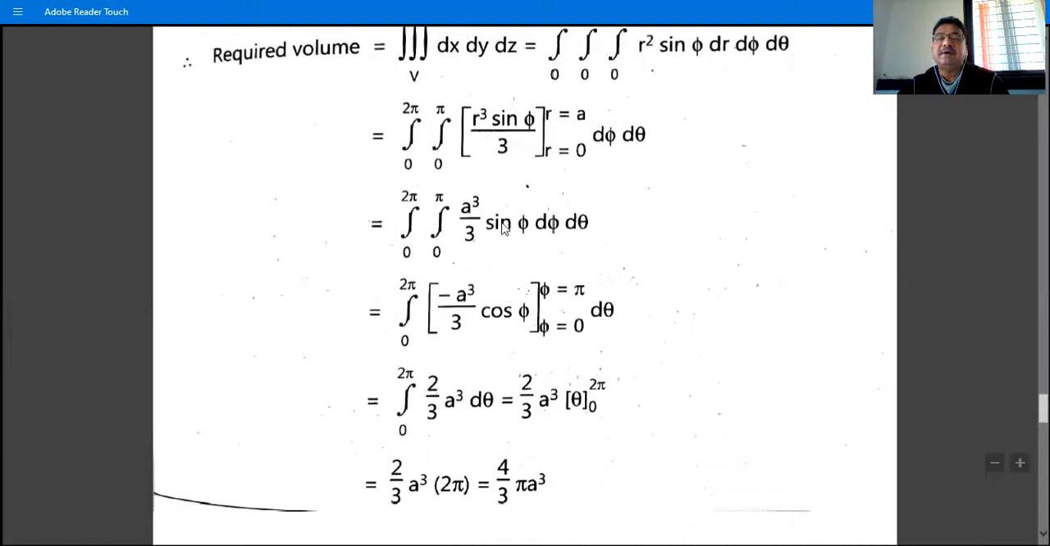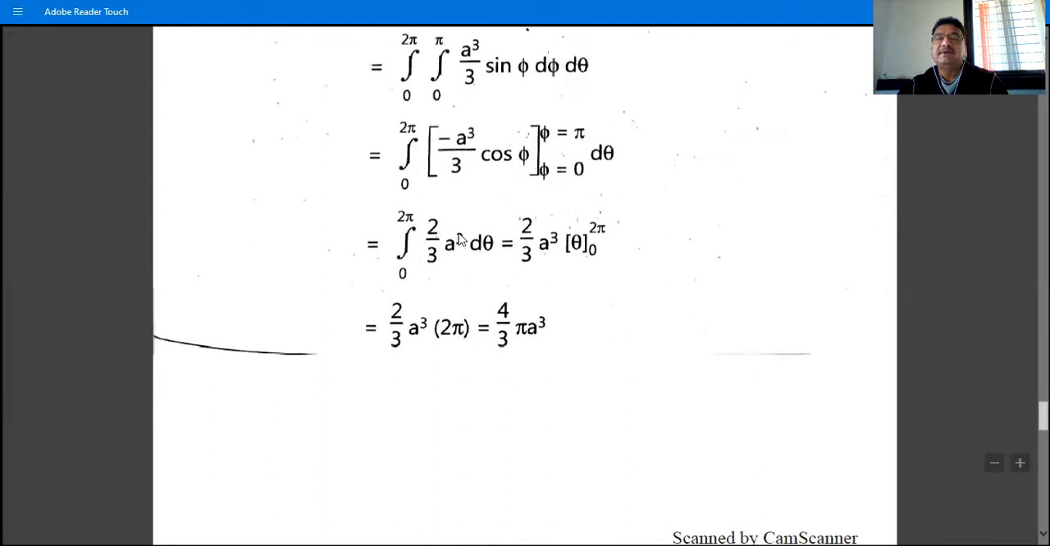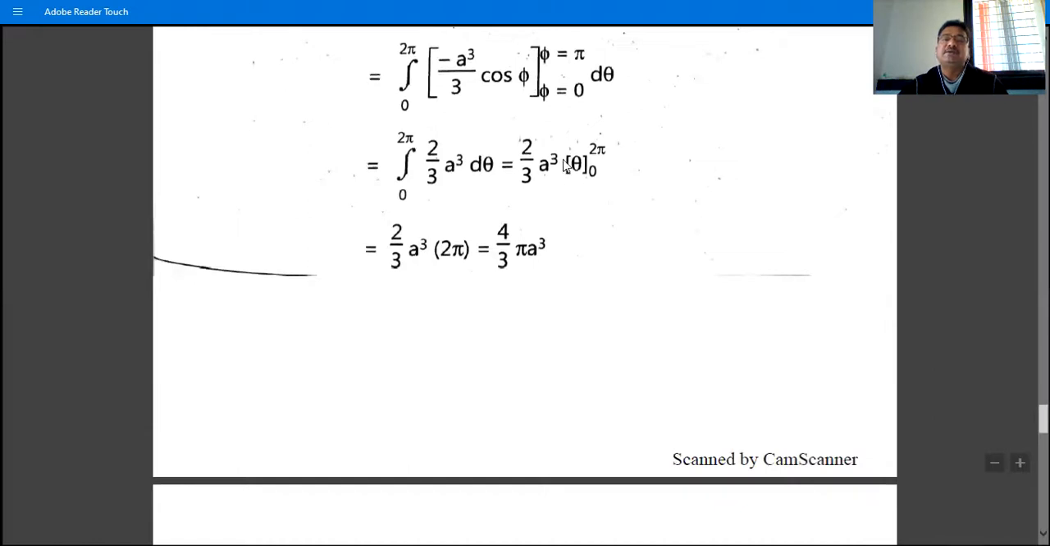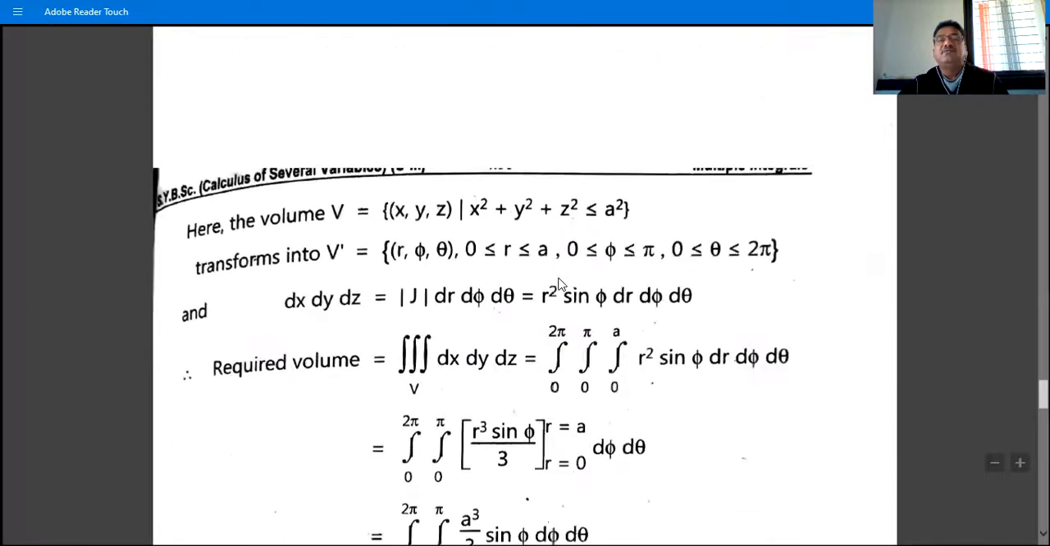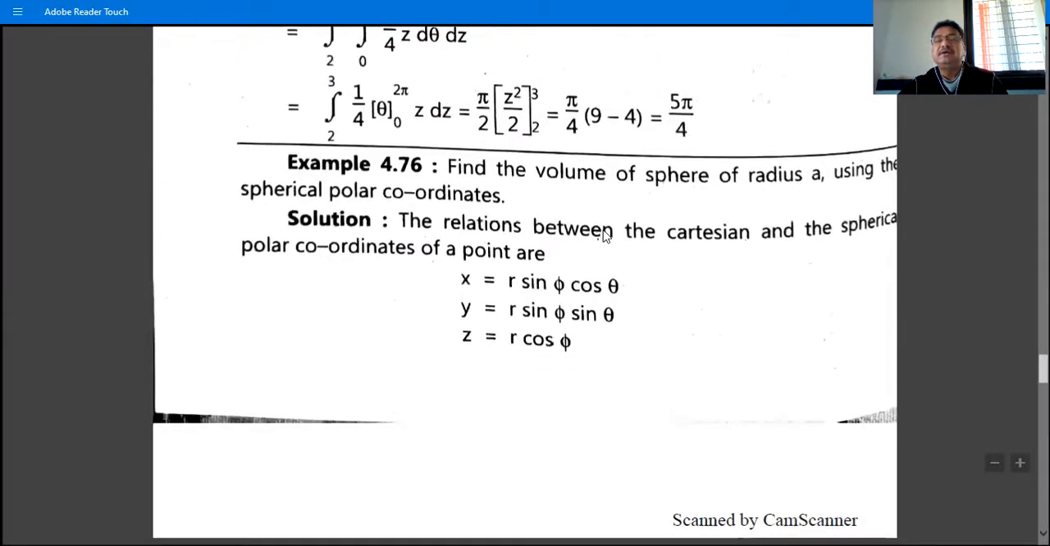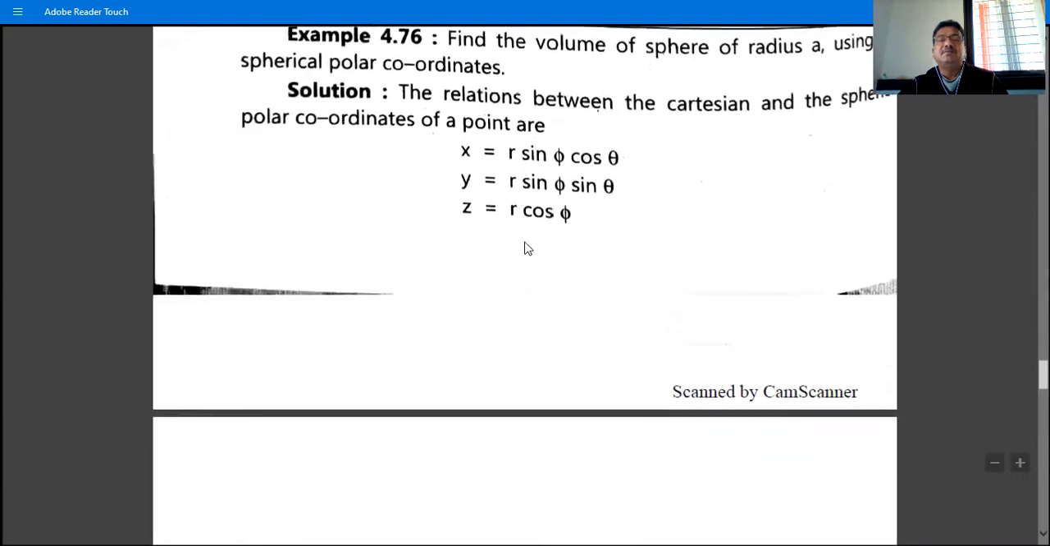Then integrate with respect to phi: the integration of sin phi is minus cos phi from 0 to pi, value at the upper limit minus value at the lower limit. Minus cos pi is 1, and minus cos 0 is minus 1, so 1 plus 1 becomes 2. So we have 2 by 3 a cube, which is constant with respect to theta. The integration is theta from 0 to 2 pi, value at the upper limit is 2 pi, at the lower limit 0, so we have 4 by 3 pi a cube. This is the volume of the sphere using spherical polar coordinates.